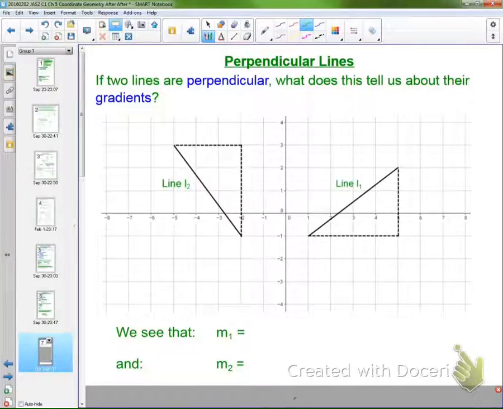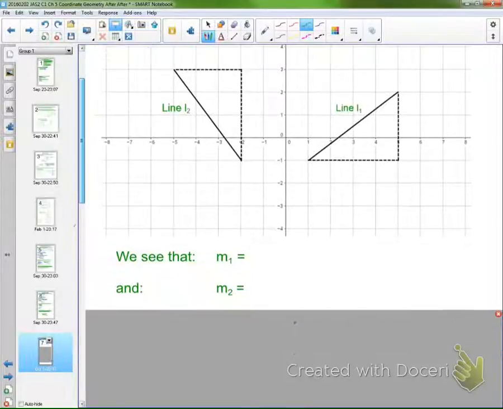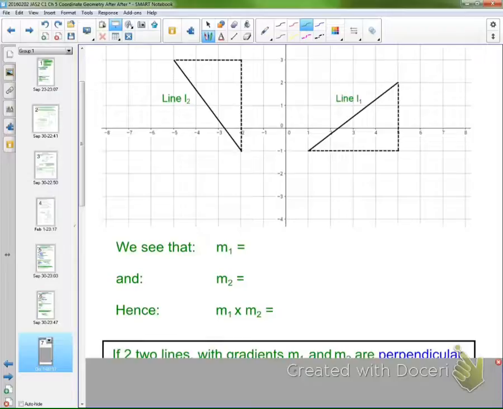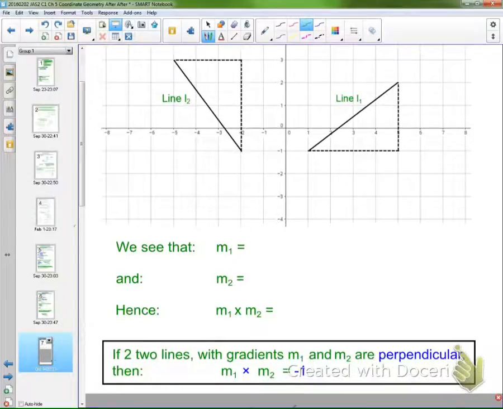Now from that, we can see that the gradients are connected somehow. If we were to multiply them together, we get 3/4 times negative 4/3, which is equal to negative 1. And in fact, this is true of all perpendicular gradients. So if two lines are perpendicular to each other, then the product of their gradients will be negative 1.